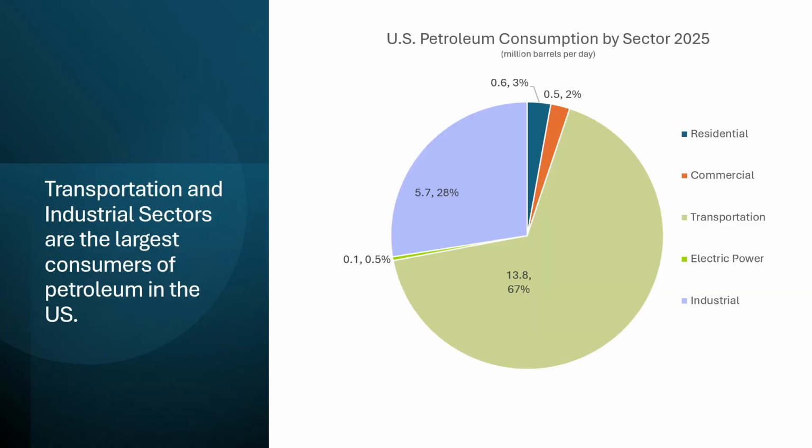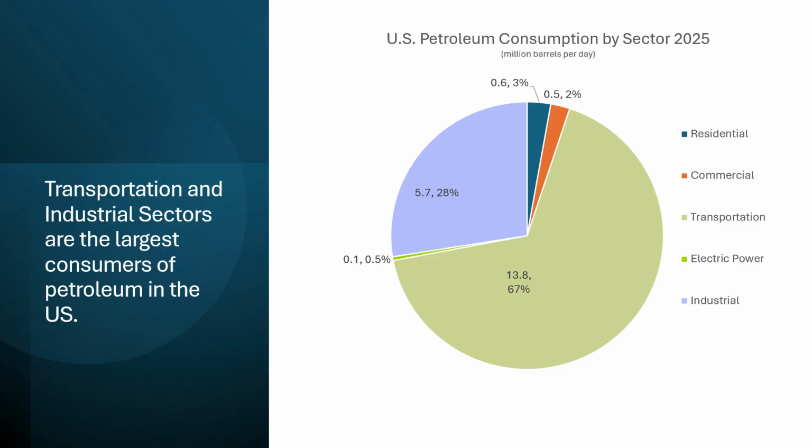Next, let's look at where demand for petroleum products comes from. Transportation is the largest sector that consumes petroleum products, like gasoline, diesel, and jet fuel. Its 2025 consumption was 67%. The next largest sector is industrial, with 28%, which includes petroleum products used in manufacturing, mining, agriculture, and construction.